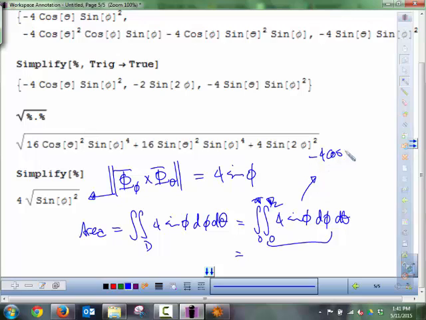So for this integral here, what's the antiderivative of sine? Negative cosine of phi from 0 to pi over 2. Cosine of pi over 2 is 0, and cosine of 0 is 1. So it's a negative negative, so that's just left with a 4, right? So you have the integral from 0 to 2 pi of 4. I suppose we could have split this up, but this is just going to be 2 pi times 4, 8 pi.